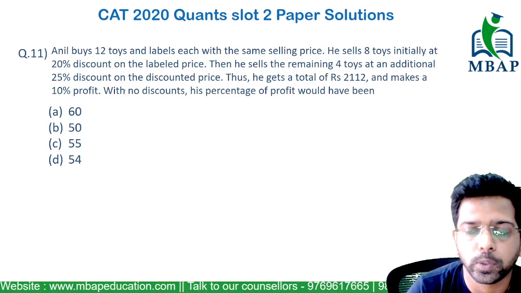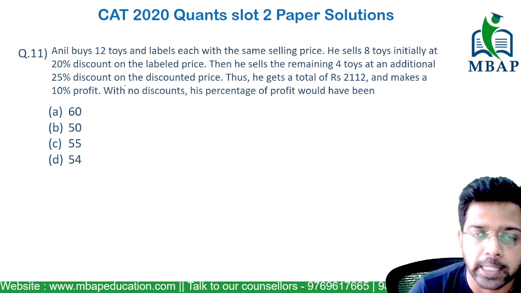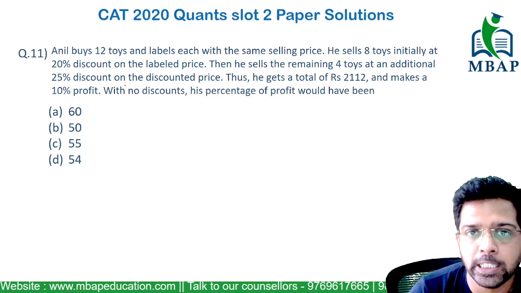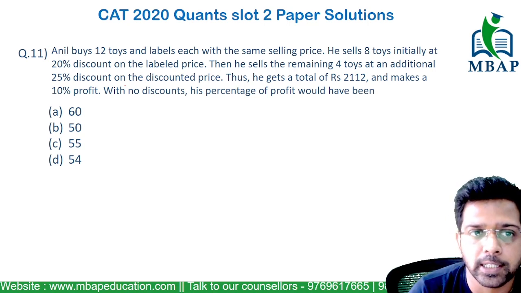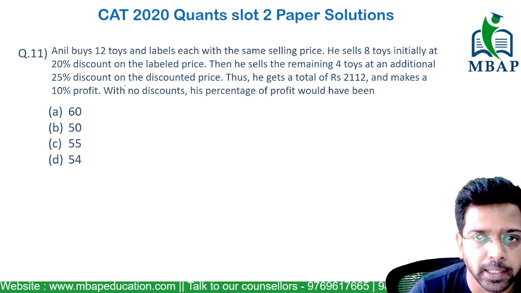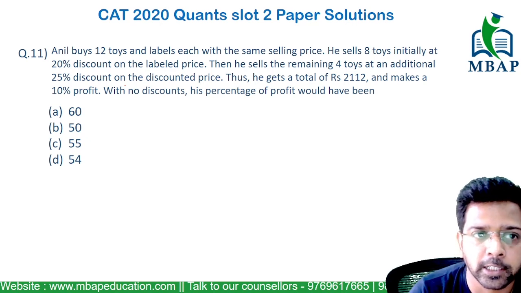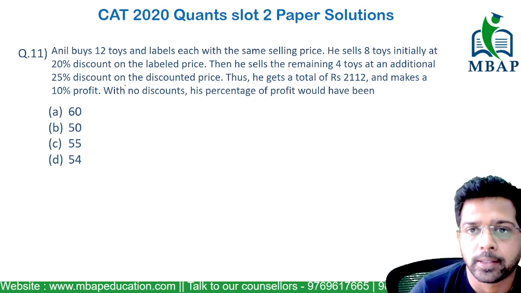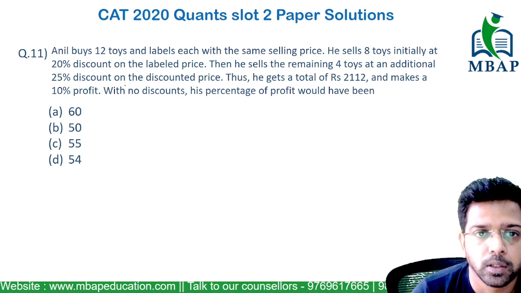Let's take a good question, which is simple and a bit applicative, on profit and loss. Read the question well. The question says, Anil buys 12 toys and labels each of them with the same selling price. He sells 8 toys initially at 20% discount on the labeled price, which is my mark price, and then he sells the remaining 4 toys at an additional 25% discount on the discounted price. Thus, he gets a total of 2112 rupees and makes a profit of 10%. The question is, what is his profit percentage without the discount?